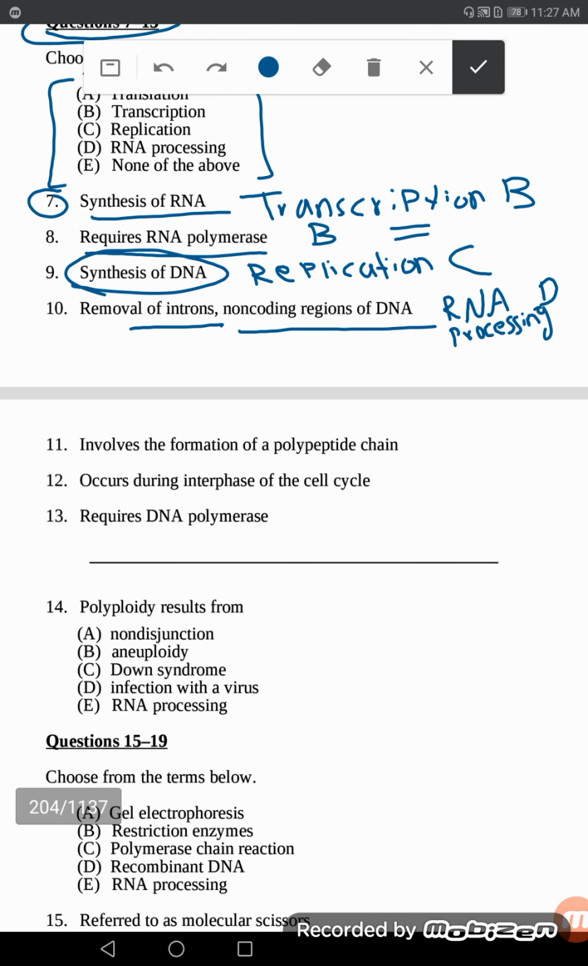The next question says involves the formation of polypeptide chain. After the RNA is transcribed, it will be translated into a polypeptide chain, or we can say into protein. By which process? By the translation process, which is A.